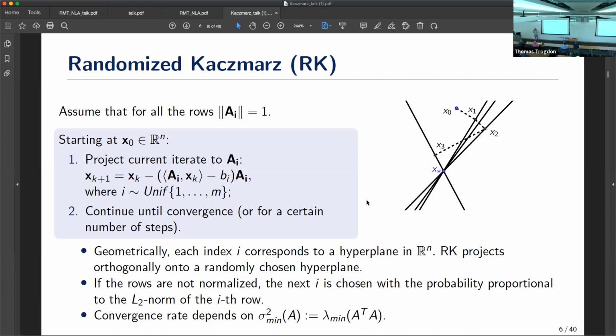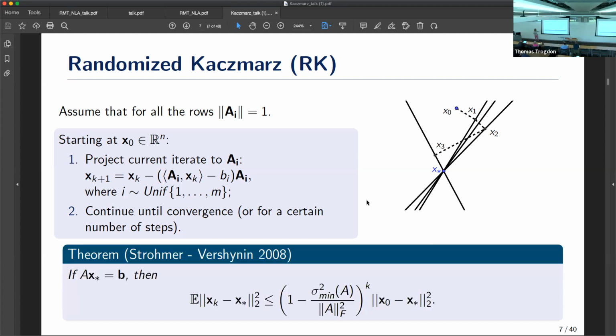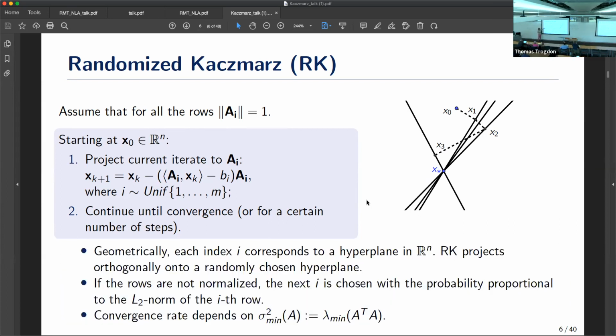So the big progress towards proving the guarantees for Kaczmarz was done by Strohmer and Vershynin in 2008. So the idea is simply to randomize the next iterate. So you pick the next equation, the next hyperplane, at random and project. That is all the algorithm.